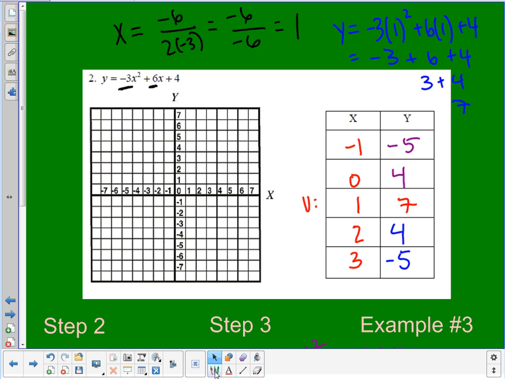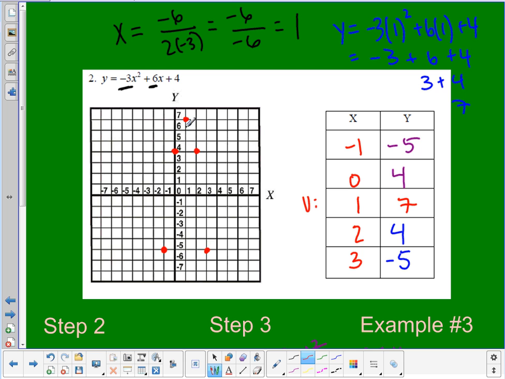When we graph the function for number 2, here's my vertex, 1, 7. So I go over to 1 and up to 7. 1, 2, 3, 4, 5, 6, 7. There it is. And then I do 0, 4. And negative 1, negative 5 is way down here. And if you'll notice, on the other side of the vertex, 2, 4 is right there. And 3, negative 5 is down here.